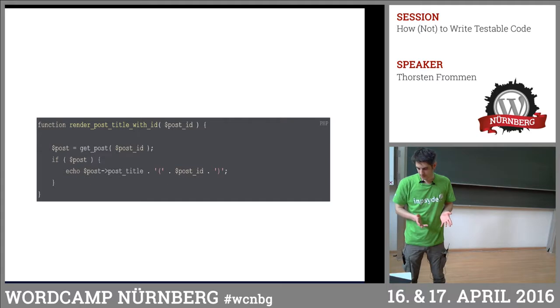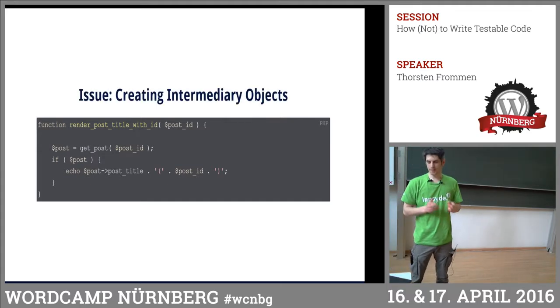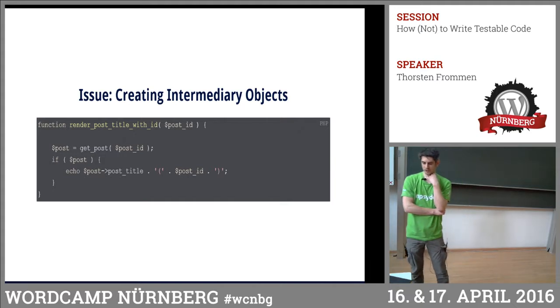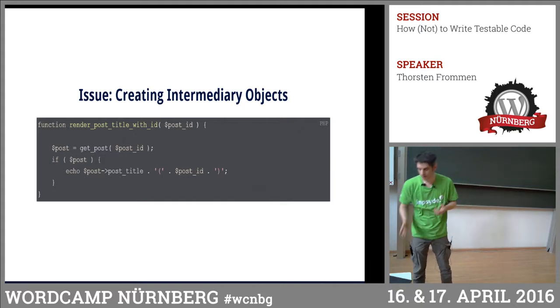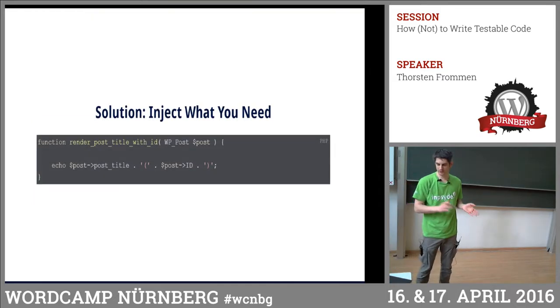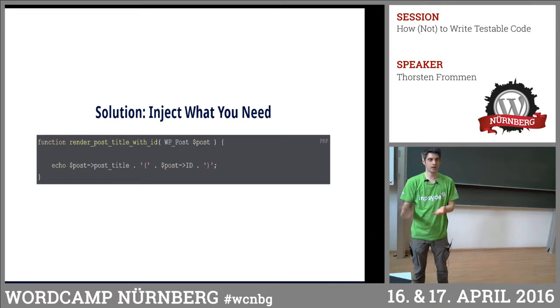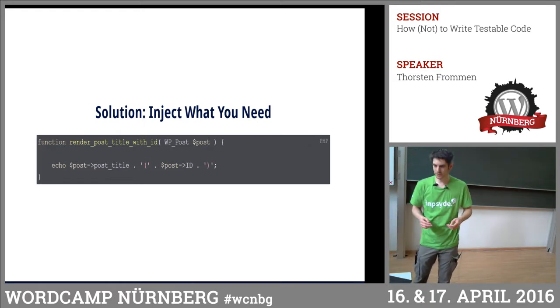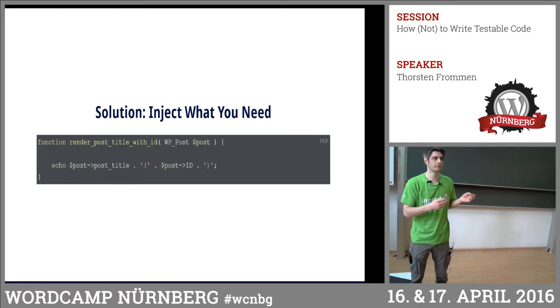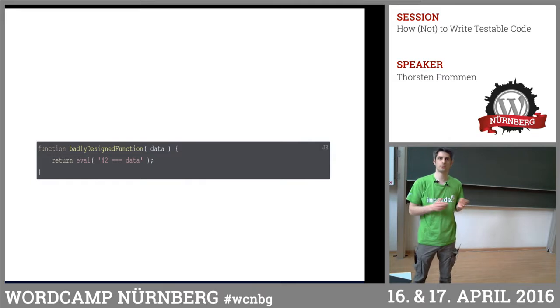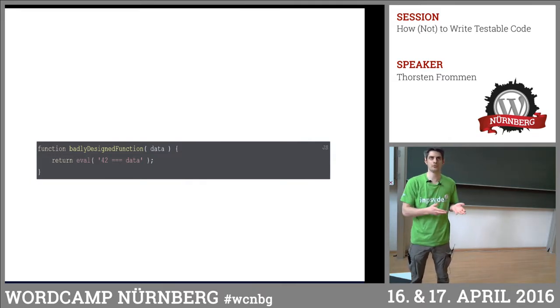The problem here is I'm creating intermediary objects. I'm passing in an ID which I'm only echoing out, but what I actually want here is the post object. So why not get the post object outside and put it in, and then I can access the title, the content, and the ID which I had before, but then I had to create or fetch the object myself. And yeah, the method is called render and not fetch something and maybe render if you have that, which is what you expect to have. So yeah, name your functions like you want them to do and make them do what you name them.